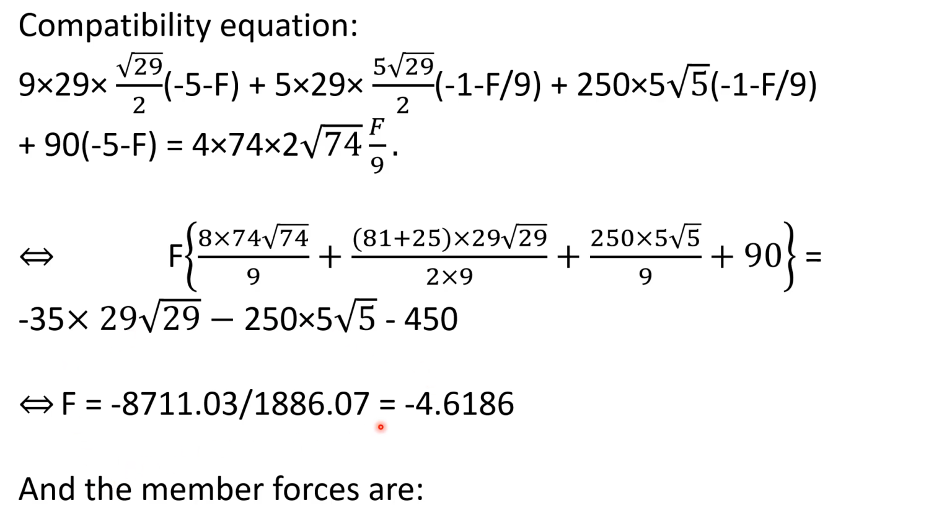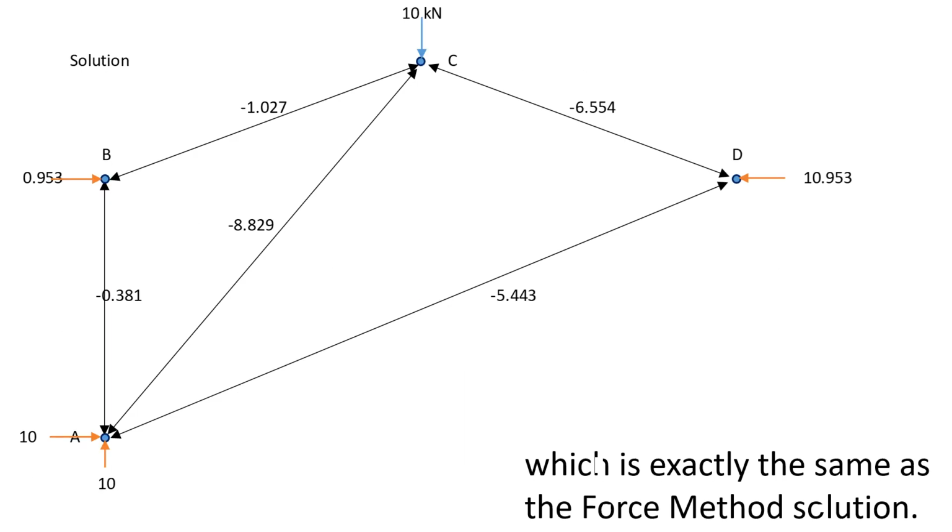Now once we have f, we can substitute this value of f into the diagram with the superposed forces, and that will give us the solution for the forces in the members. So let's look at that in the next slide. So here is the solution. I've replaced the f by the value minus 4.6 from the previous slide, and I've obtained the forces in each of the members.